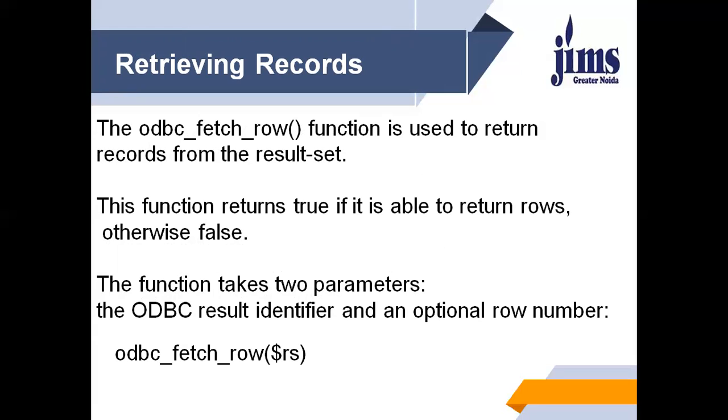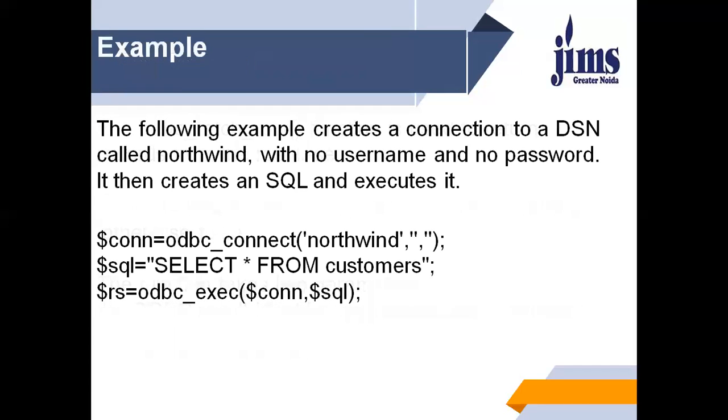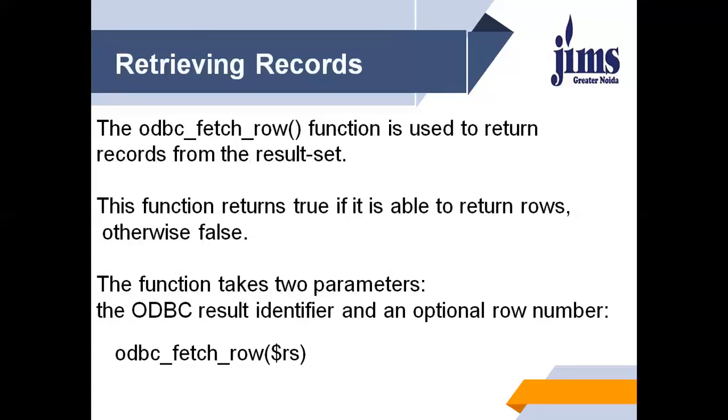Now for retrieving records, we have the odbc_fetch_row function. It is used to return records from the result set. This function returns true if it is able to return rows, otherwise it will return false. This function takes two parameters, the ODBC result identifier and an optional row number. odbc_fetch_row, and you are passing the $rs variable. What is $rs? We pass this odbc_exec command and we store the result in this $rs variable. Now you want to fetch the records from this result set, so you are using odbc_fetch_row and passing this $rs variable.